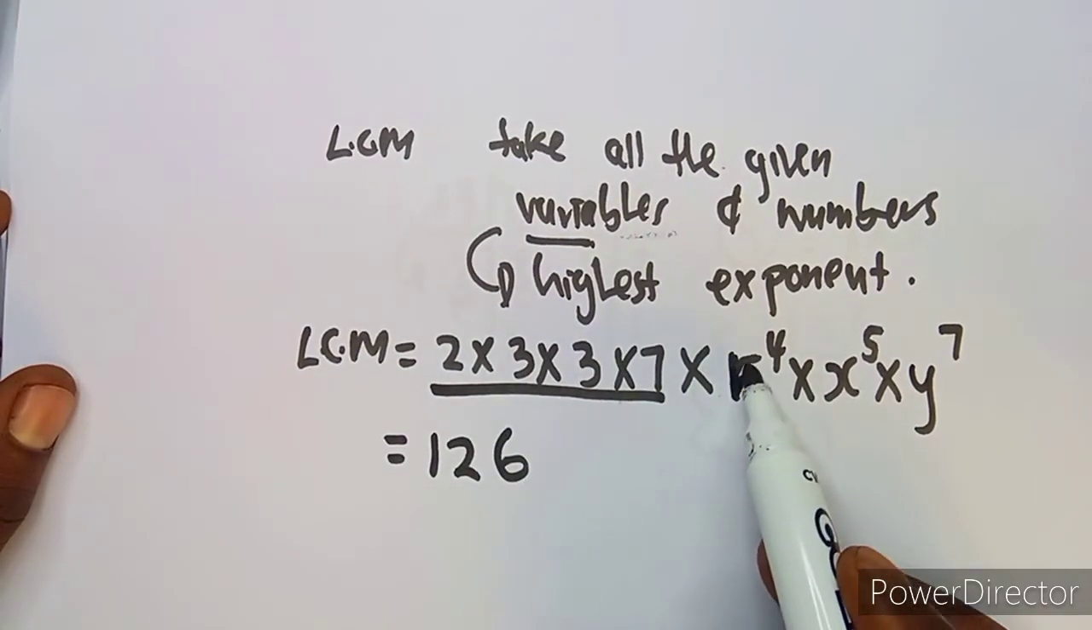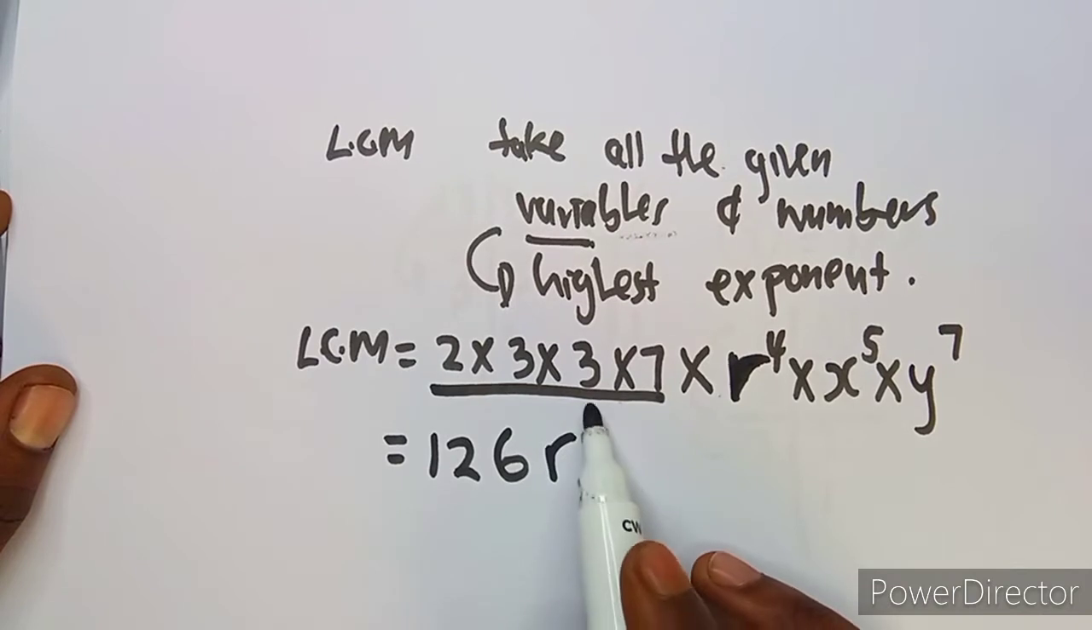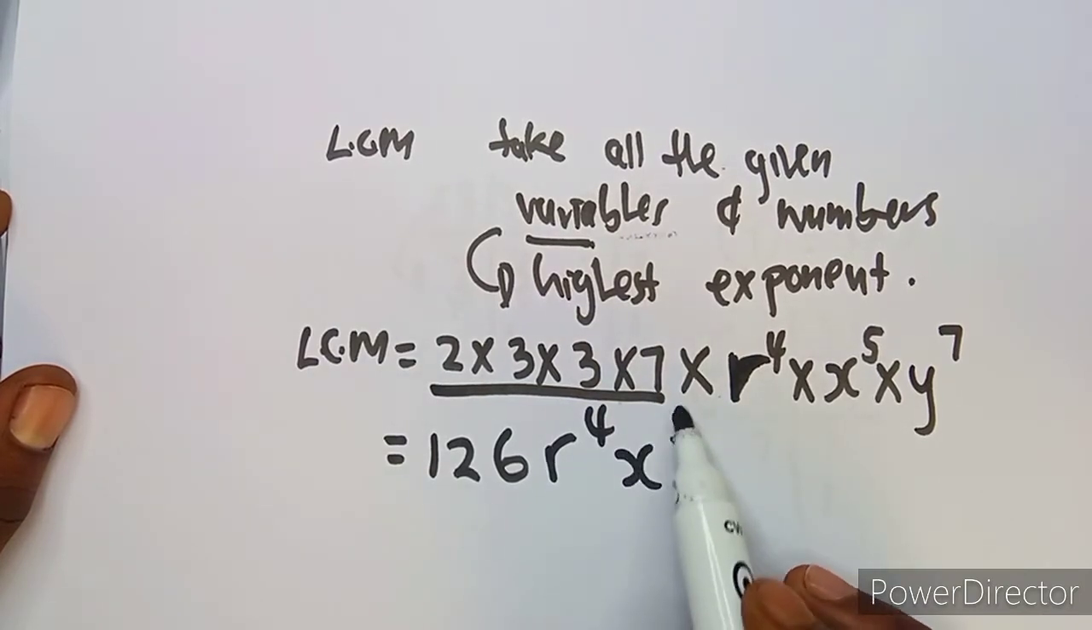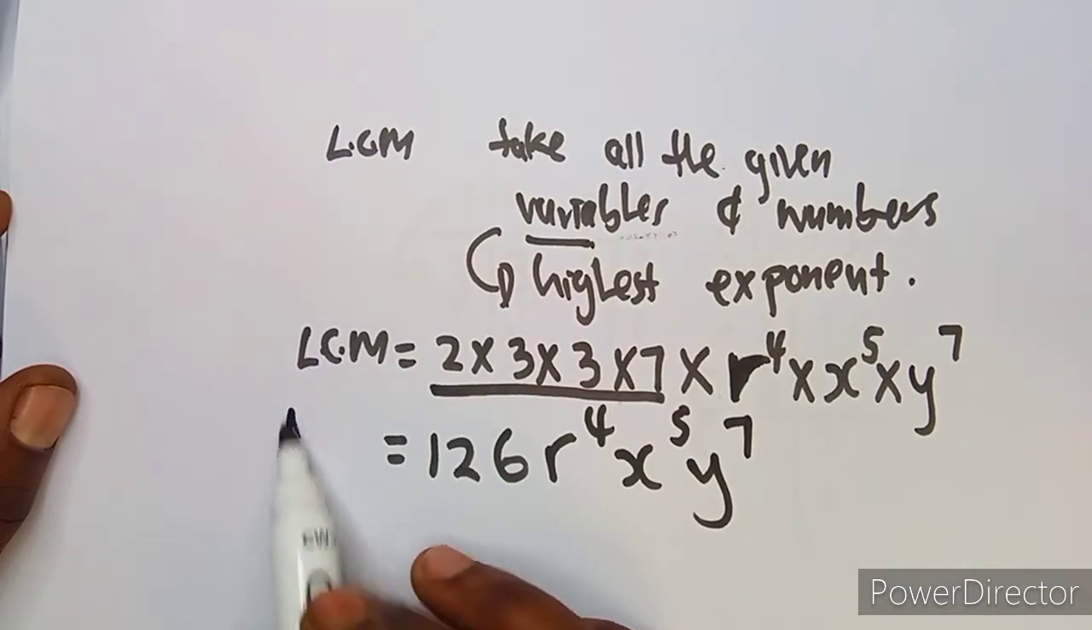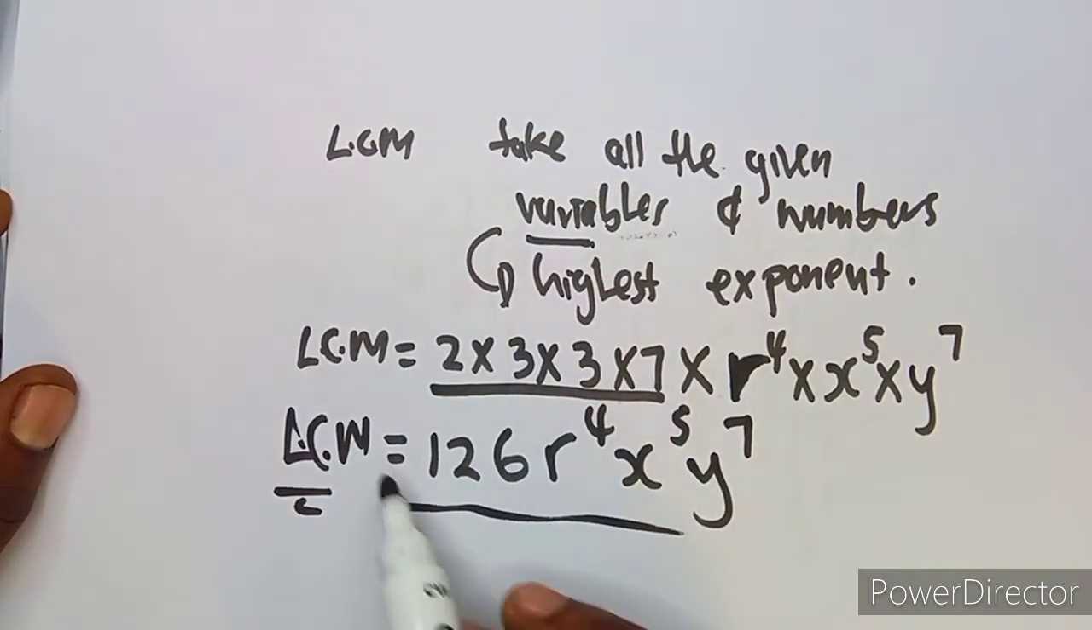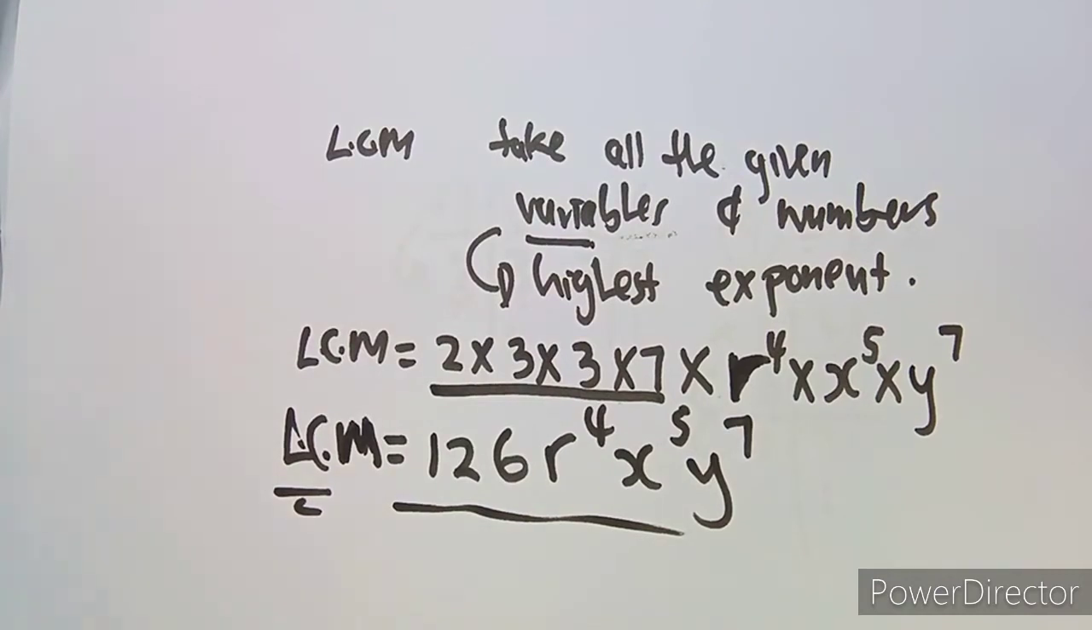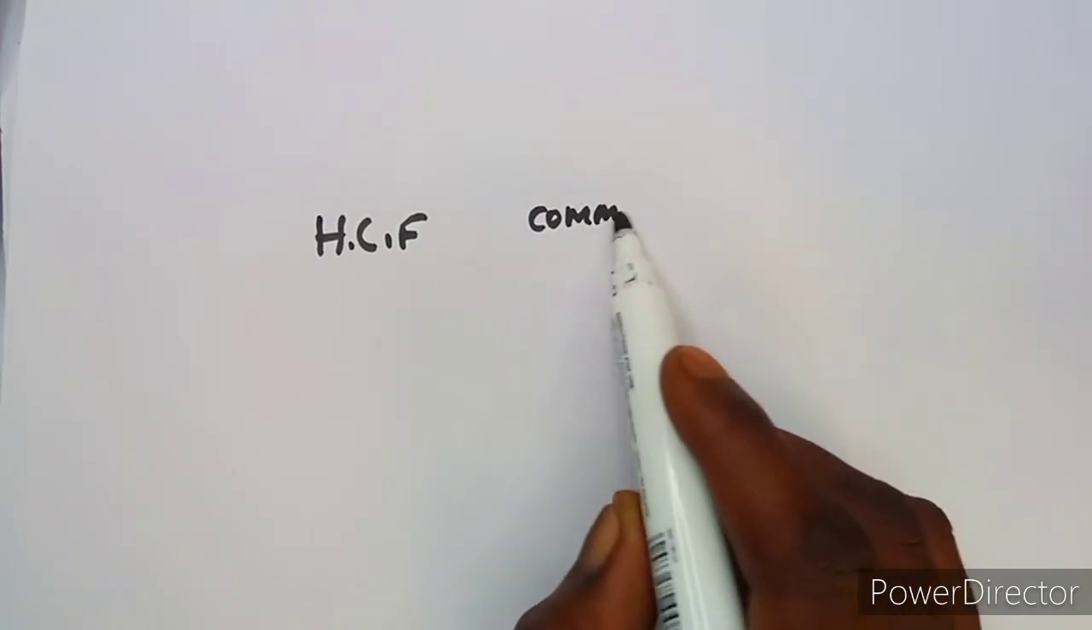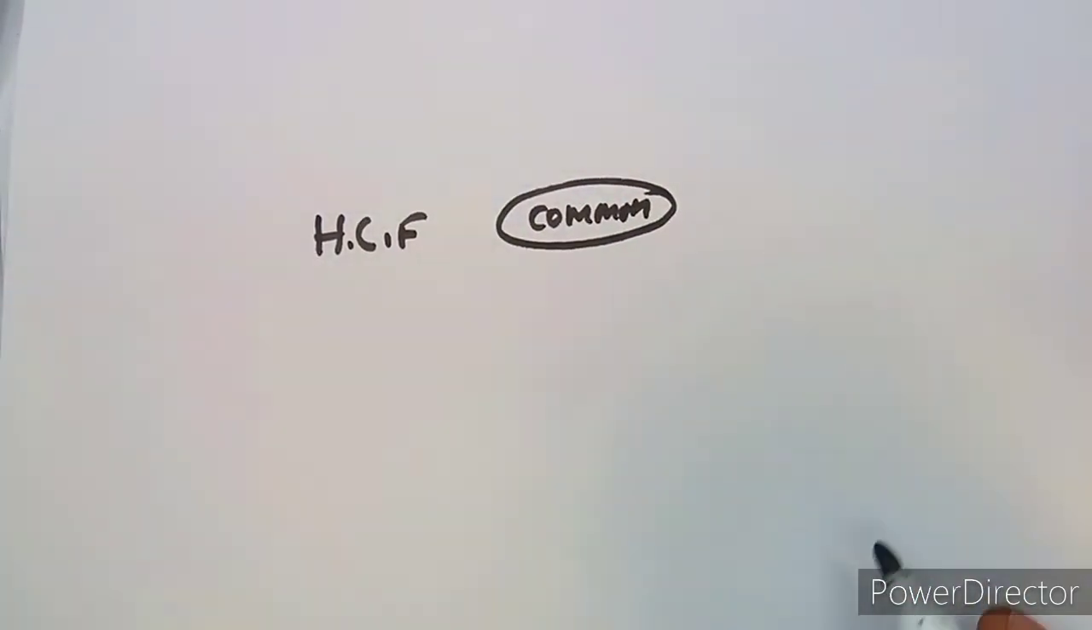Okay, these ones you just write them as they are. Remember this is r here, so it's r to the exponent of 4, x to the exponent of 5, y to the exponent of 7. So this is going to be your LCM. So LCM, guys, take note, you take every term, all given terms, variables, numbers, all of them, they should be there. Okay, which is actually different from the HCF. Why? Because with the HCF you are working with a common factor. So you are supposed to work with common numbers, common variables.